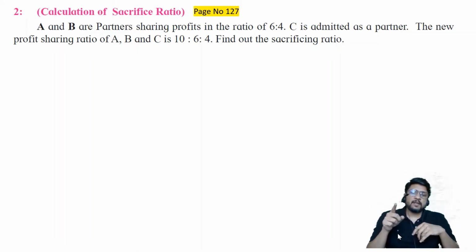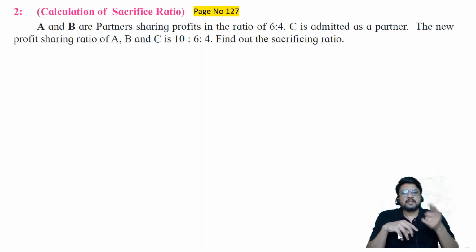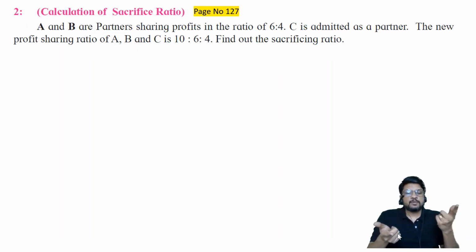If you can see it properly, see the first line, old ratio is given, 6:4. See the last line, new ratio is given, 10:6:4. So old ratio is given, new ratio is given. We just need to calculate the sacrifice ratio. How do we calculate sacrifice ratio? Old ratio minus new ratio is equal to sacrifice ratio.